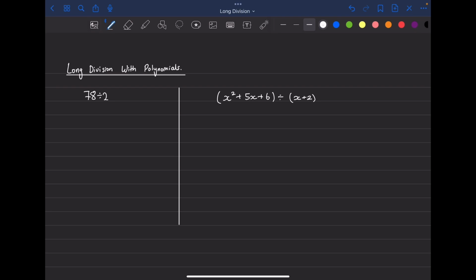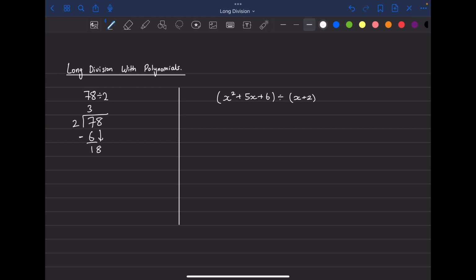So if we had a numeric long division question, this is pretty simple. You would first set it up as 78 divided by 2. This is the format of long division. And then you would ask yourself, how many times does 2 go into 7? Your answer should be 3. So 2 times 3 equals 6. And then subtract. 7 minus 6 is 1. And then bring the 8 down.